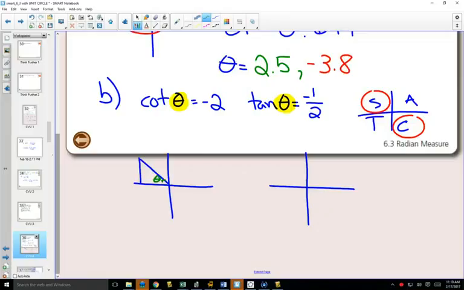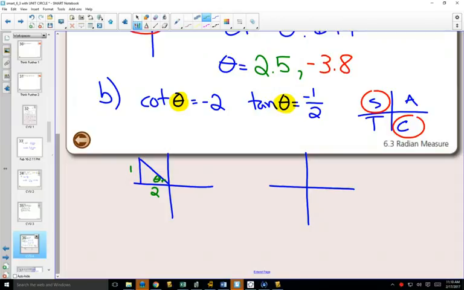And what do we know about tan? Tan is the opposite over the adjacent. So we would know that the length of this side is 1. The length of this side is 2. And again, I didn't include negatives there because I'm actually thinking about lengths of a triangle.